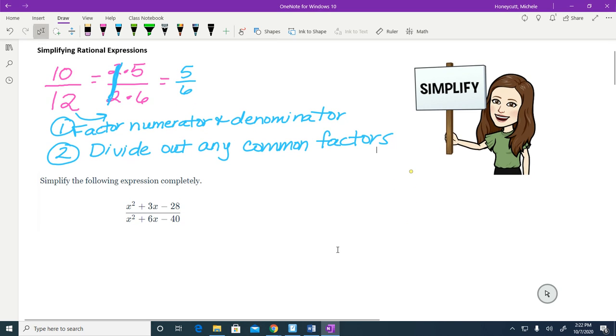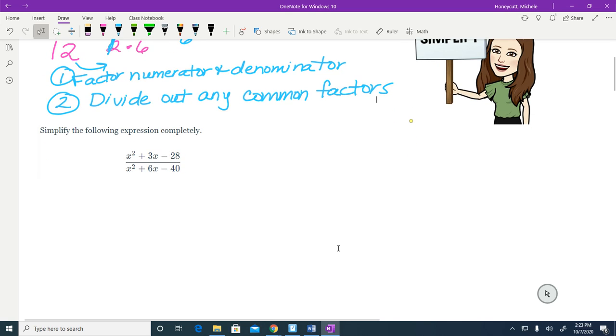And these are the two steps we will use to simplify an algebraic expression the same way. It's just going to look a little more complicated because it's got algebra in there. All right, so the first thing I need to do is factor the numerator and the denominator. So I'm going to factor x squared plus 3x minus 28.